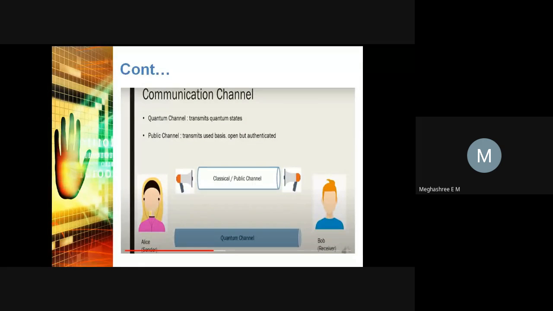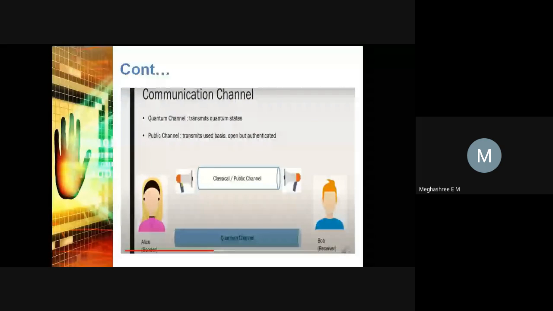Consider Alice is the sender and Bob is the receiver. If I am following quantum key establishment, then there should be a quantum channel between the sender and the receiver. Before you communicate, there should be a quantum channel between sender and receiver, as well as a classical or public channel, that is a conventional channel, set up between the sender and the receiver.